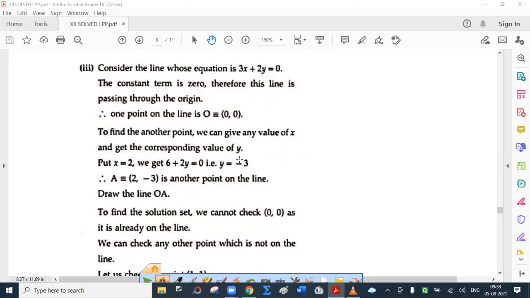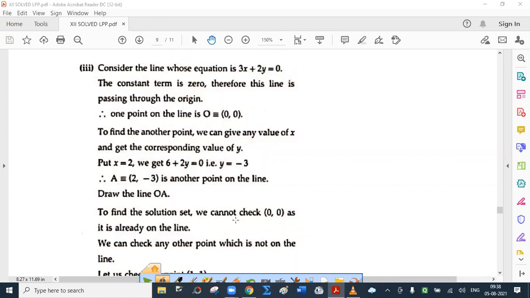That doesn't mean that you should put x equal to 11 upon 7. Why? Because if you take x equal to 11 by 7, fine, we can find y, but that point we have to plot on the graph paper. That is why choose x equal to 2 so that y equal to minus 3, right? So (2, -3) is another point on the line. We need 2 points because 2 distinct points determine a line. So draw the line OA.